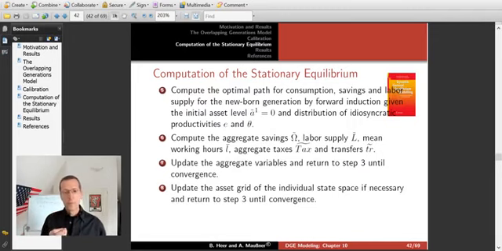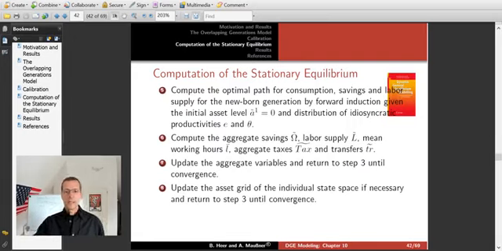So we're starting in the first period of life, because we know there everyone has 0 wealth, and then we just iterate forward to compute the whole distribution. And when we get the distribution, we can compute aggregate savings, aggregate labor supply, mean working hours, aggregate taxes and transfers, aggregate bequests as well from this distribution, update our aggregate variables, and return to step 3 and do it all over again until our capital stock and our labor converge.